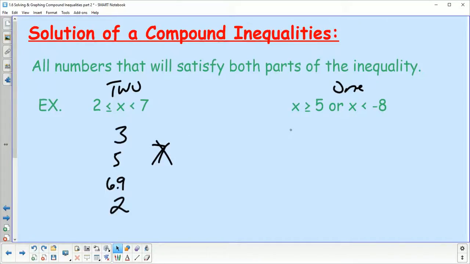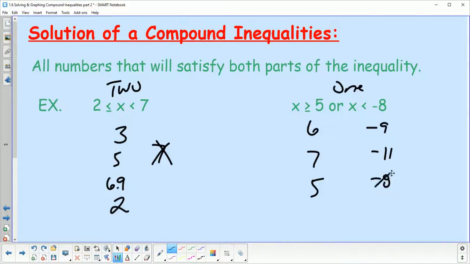Okay, the or piece, so numbers that would be greater than 5 would be like 6, 7. We could say 5 here because of the equal to piece. On the other one, or, we'd say -8. Think about your number line now. Getting more negative is to the left of -8. We could say -11. We could not say -8 because it's just less than for that piece.